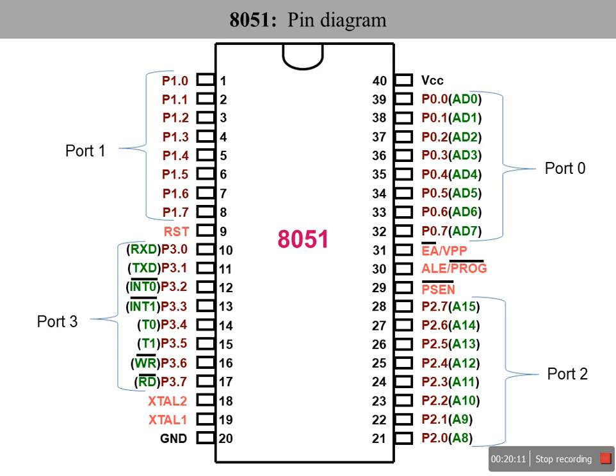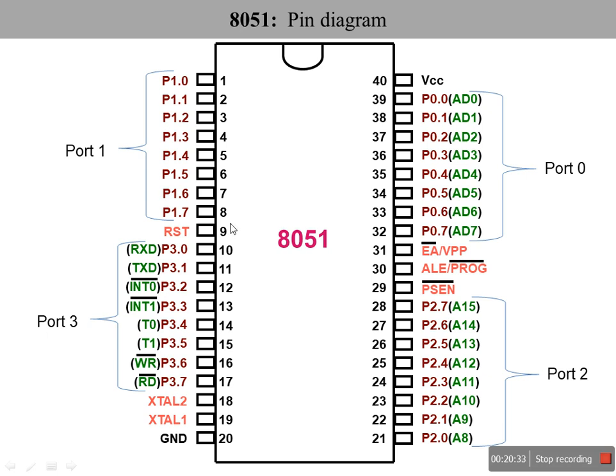Now let's look at the pin diagram of the 8051. The 8051 is a 40 pin DIP IC, dual inline package. It has 40 pins. Pin number 1 to pin number 20 are on the left side, and pin number 21 to pin number 40 are on the right side. Let's look at the functionalities.